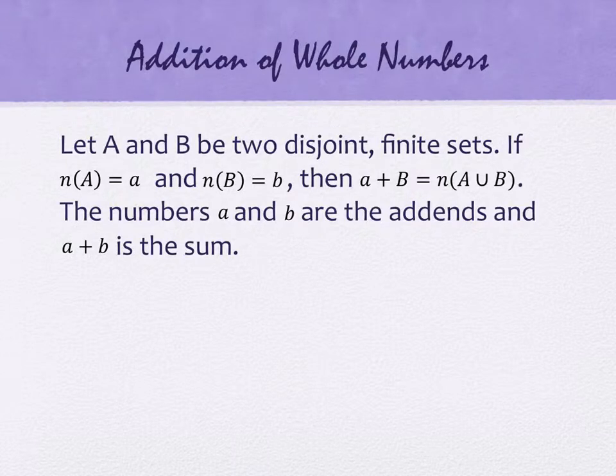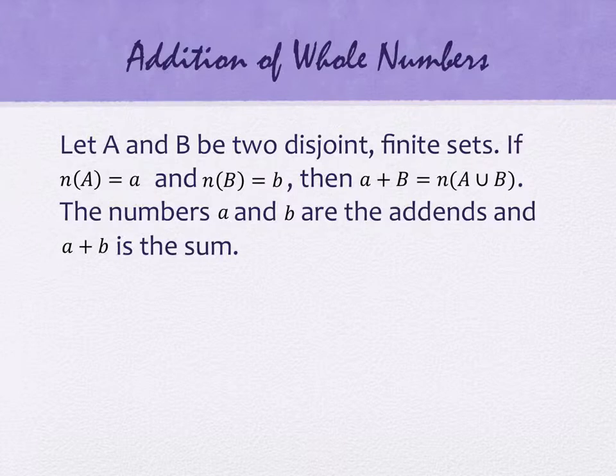We're going to start by taking a look at the definition of addition of whole numbers. If we have two disjoint sets, A and B, like from a Venn diagram, that means two circles that are completely unattached. They're finite. If n of A is little a and n of B is little b, that's the cardinality, how many things are in them. Then A plus B is the same thing as finding the number of items in the union. This is because they're disjoint.